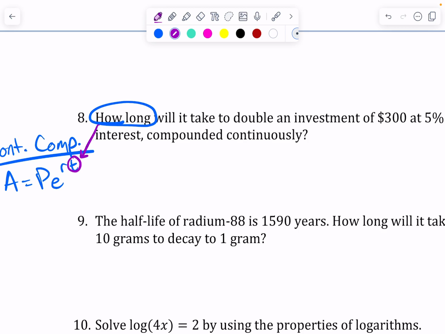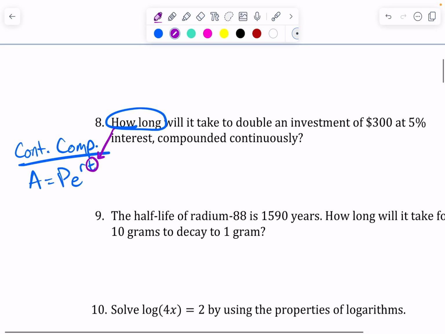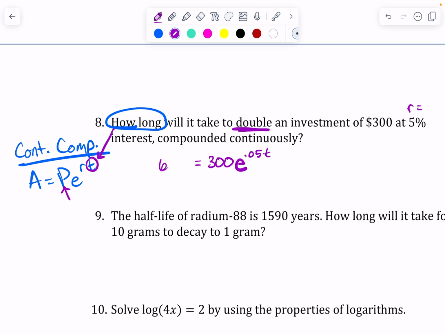How long will it take to double an investment of $300? That means my principal is 300. Okay, 300 times e to the rate, which is 5%, so 0.05, and we're solving for T. What's the after amount? Think about it. Double an investment. So this is 600.